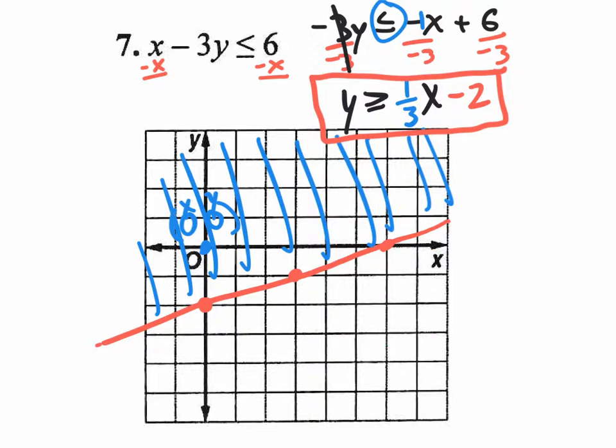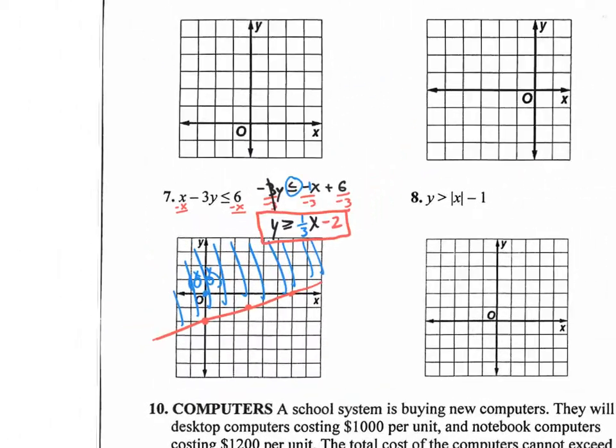But the true understanding is to test a point, because if it doesn't work, that's not your solution, and the other side would be the solutions. So the true understanding is to test a point and see if it works. If it does work, you shade that in. If it doesn't work, you shade in the other side. But there's this little shortcut that you could do. It's greater than, so greater than would be above, less than would be below. What do you guys think?